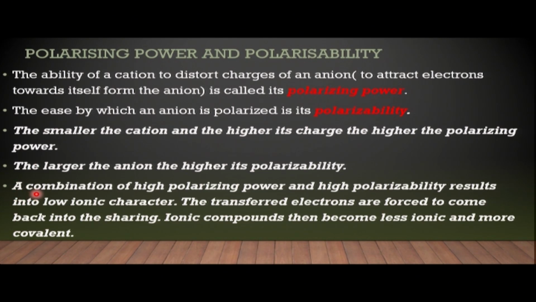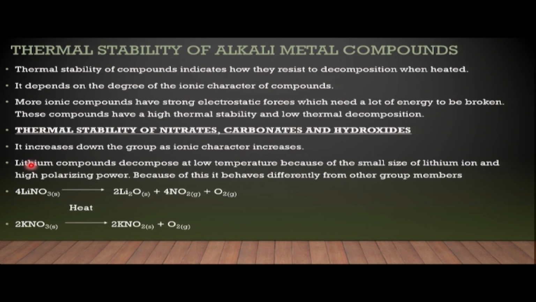And actually we'll use this mostly when we will be in group number 2. And then here it is said, a combination of high polarizing power and high polarizability results in too low ionic character. I have explained that enough. So we can go to the next slide and look at the thermostability of the alkali metal compounds. I have explained what thermostability is, which shows the resistance to decomposition when a substance is heated, and it depends on the degree of the ionic character of a compound.